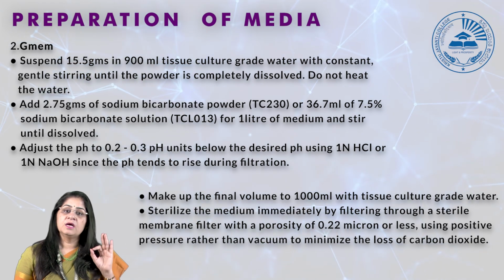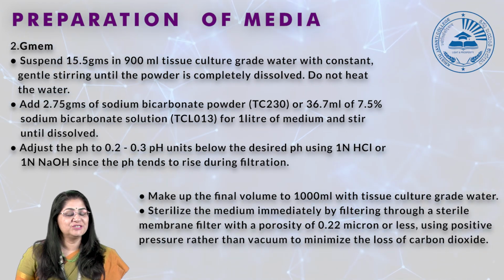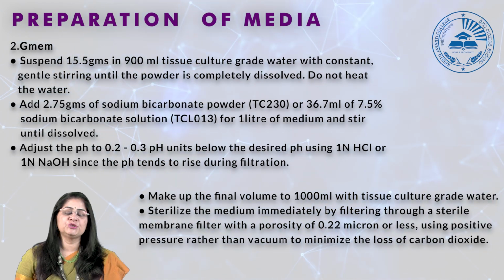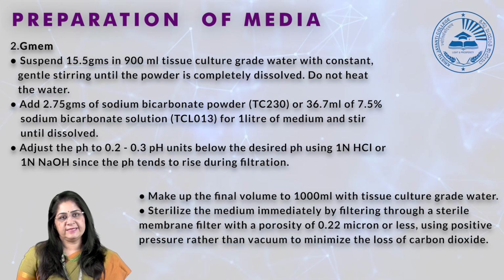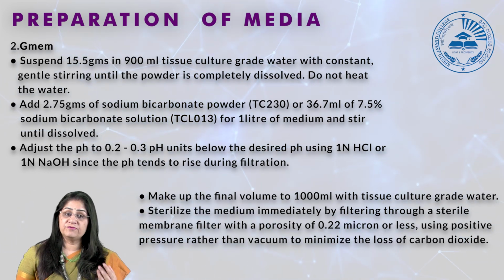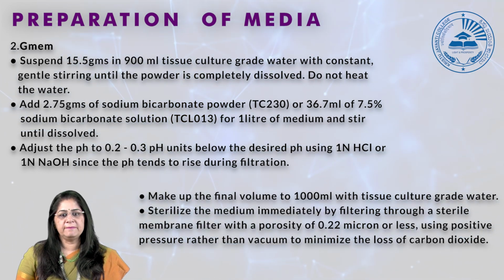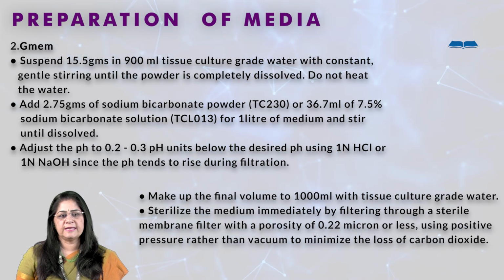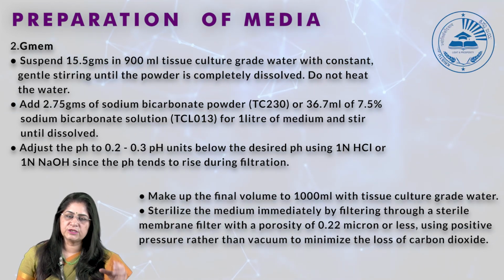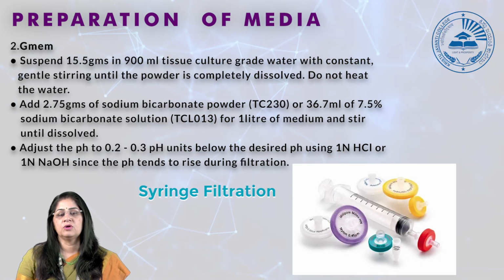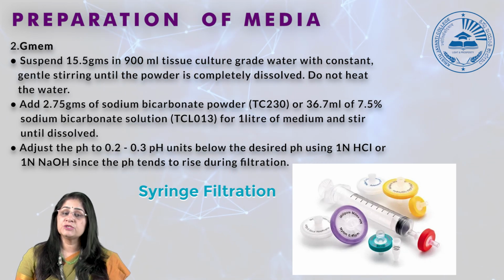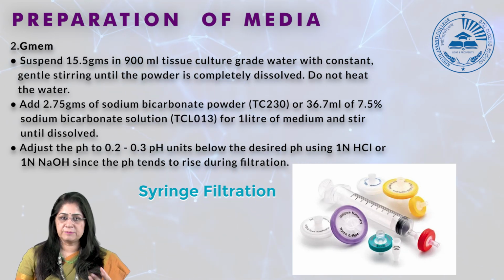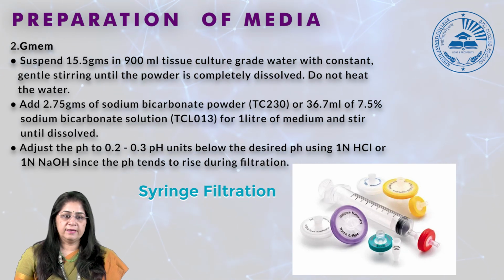Always remember, media used for animal cell culture can never be autoclaved. It should be filtered and sterilized. Sterilization is done by filtration. So sterilize a medium immediately by filtering through a sterile membrane. It can be syringe filtration if you are doing only a very small volume of media. If it's a larger volume, you can go for other types of filtration techniques with a suitable porosity.